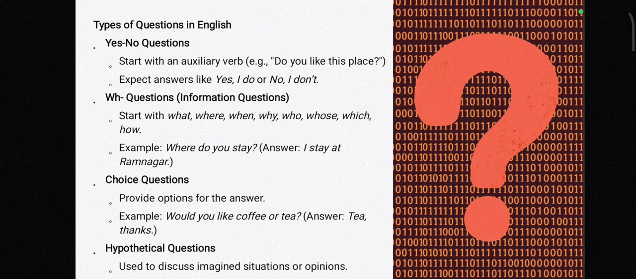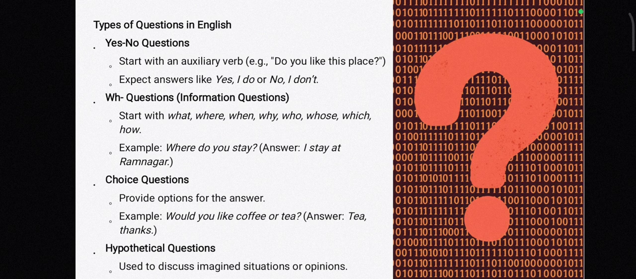If you look at yes no questions, these are the questions in which you get the answer as either yes or no. This starts with an auxiliary verb, that is do, does, did, are, is, were, and all that. An example is, do you like this place? What will be the answer? The answer will be yes or no. That is why it is called yes or no questions. Did you eat lunch? Yes or no? The expected answer is yes, I ate lunch, or no, I didn't have my lunch.